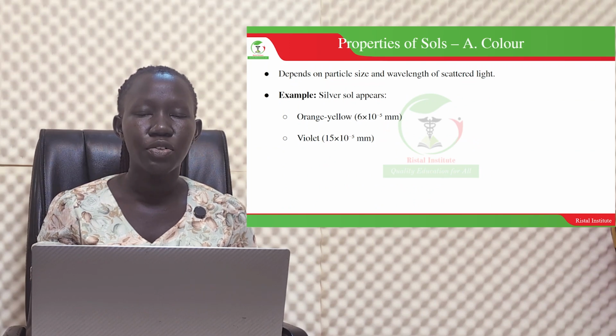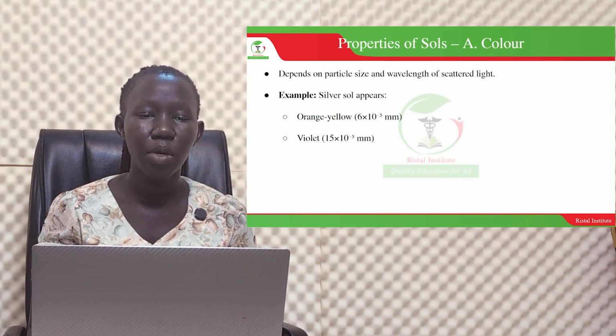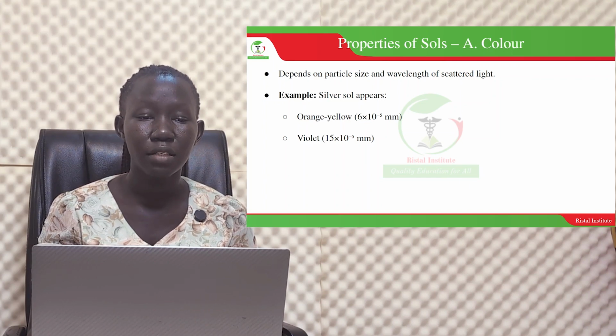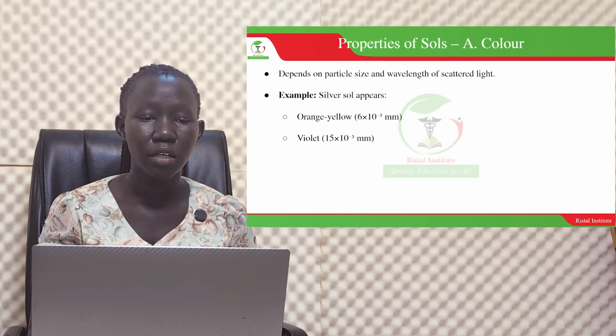What are some of the properties of sols? One of the major properties of a sol is color, and the color depends on the particle size and the wavelength of scattered light. For example, we can have a silver sol appearing, and for a silver sol to appear, the orange-yellow wavelength is the one that will work, and then also the violet, at a range of that figure and that figure respectively.